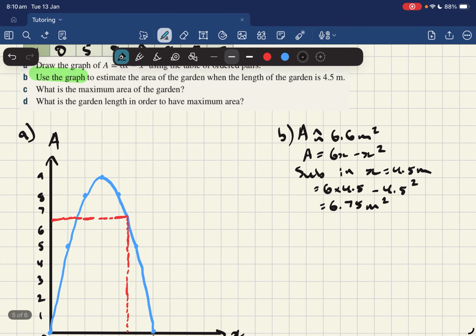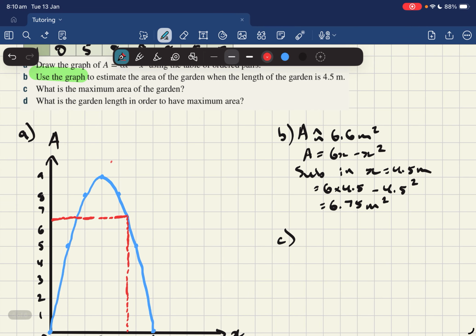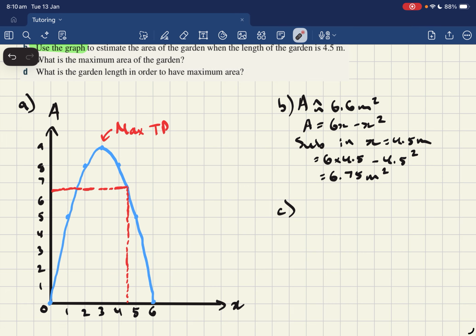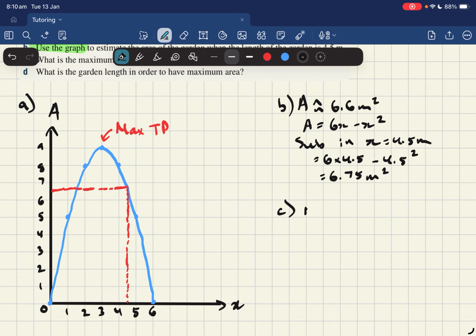Now, part C is asking us, what is the maximum area of the garden? We can look at this by identifying the maximum turning point. The x value of this is 3. So the length of 3 in the x produces a maximum area of 9. The max area is given by our maximum turning point, so the area is the y coordinate of this point, which is going to be 9. So we can say max area is 9 meters squared.